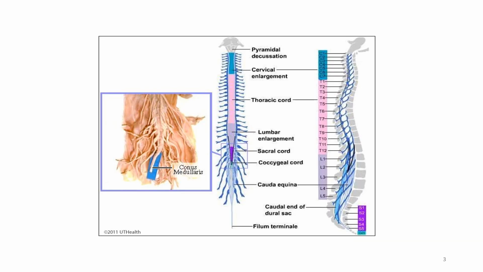So you can see this, it ends in the conus medullaris. And it has two enlargements, cervical enlargement and lumbar enlargement. This is the filum terminale.